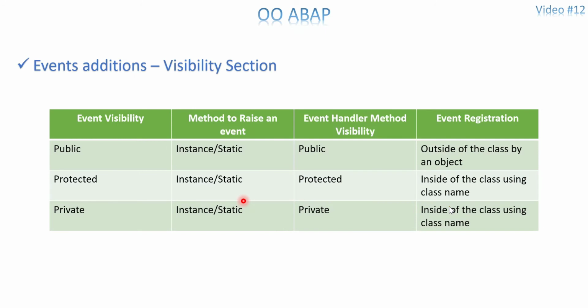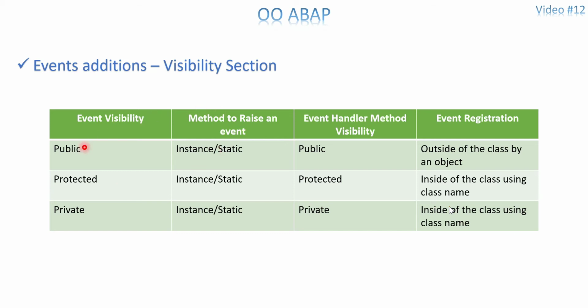Here in events, you are able to assign three different visibilities to an event. It could be a public event or a protected event or a private event. So visibility section: public, protected, private. You have an idea what public is. It can be accessed outside of the class. Protected and private cannot be accessed outside of the class, though protected can be accessed in the subclass. So it's clear, it's common for events as well. That is a very basic property of visibility.